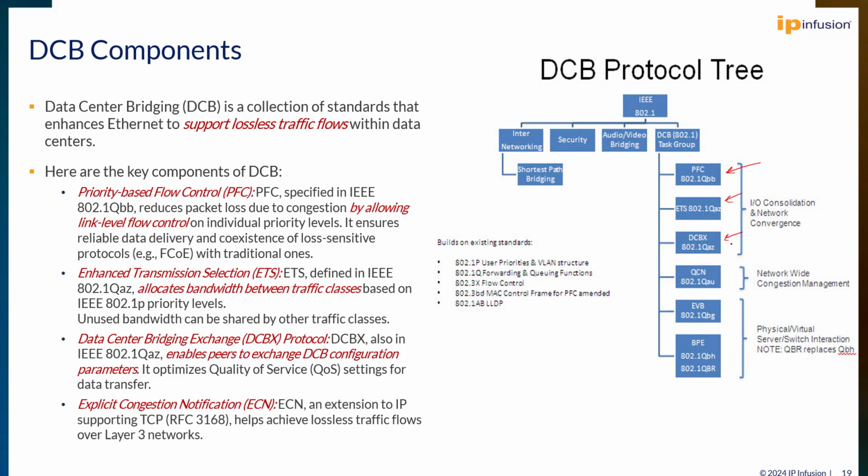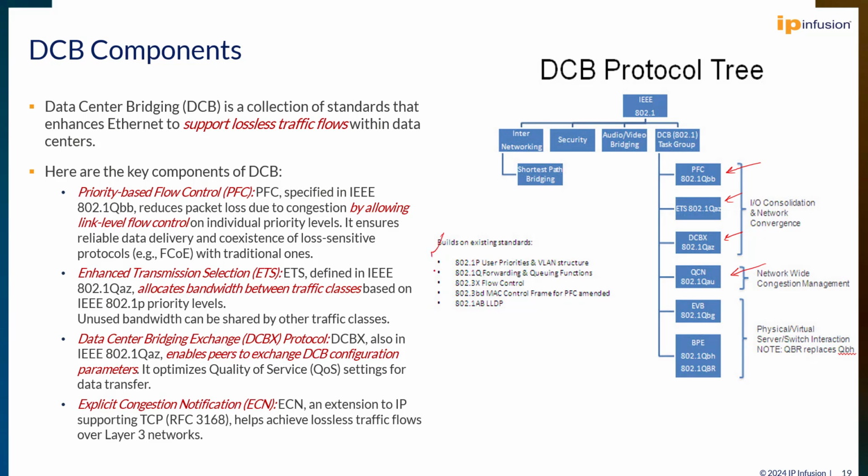DCBX, which is the exchange of the negotiation between the different switches. Some platforms have something called quantized congestion notification, but we just generally call it congestion notification or explicit congestion notification on the platform that we use. And there are also some other components that in my case, of course, we are not going to use. But you can just take a look at each one of them.